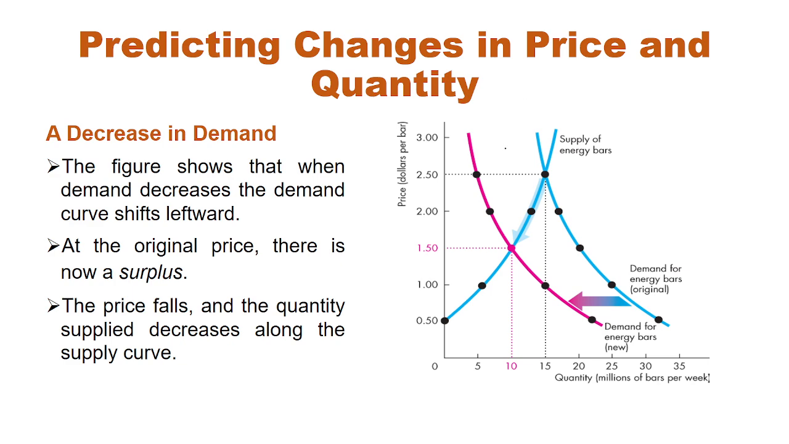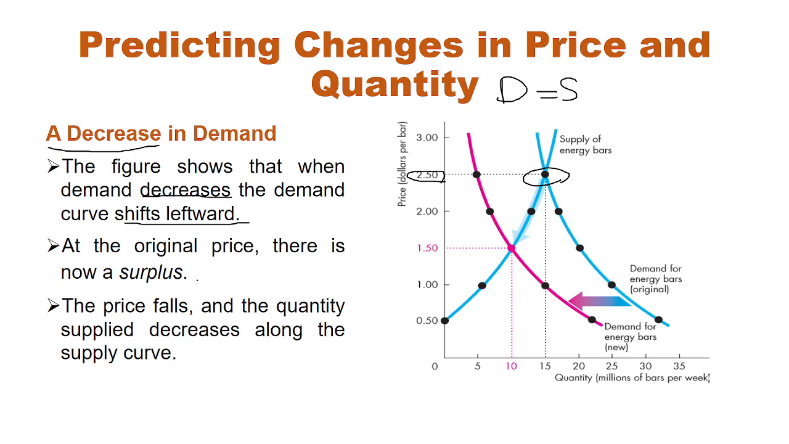Let's look at the next scenario together, when a decrease in demand takes place. So we have this condition where demand equals supply. This is our original equilibrium price at $2.50. But what happened? A decrease in demand takes place. As a result, the demand curve shifts leftward. So the decrease in demand leads to a shift of the demand curve to the left.